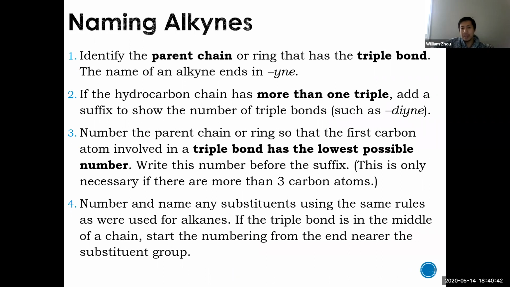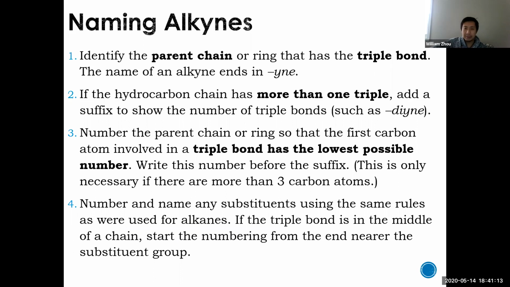First of all, you have to identify the parent, the one with the longest chain, or the ring. And that must contain the triple bond. You can't just omit the triple bond, okay? And if you name an alkyne, it ends with Y and E. And same as double bonds, if you have more than one triple, you have to add a suffix to tell me how many you have. So for example, diyne or triyne.